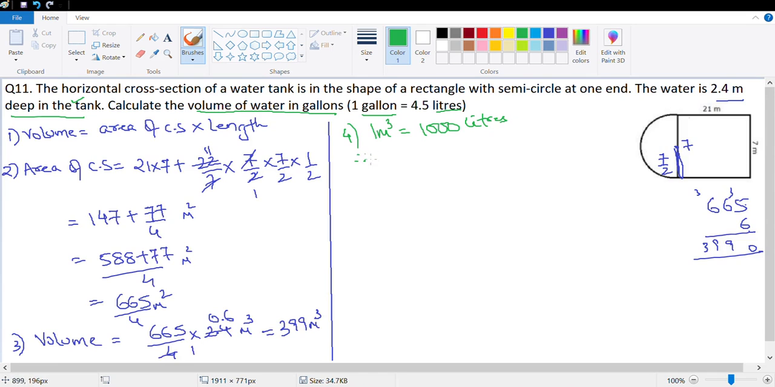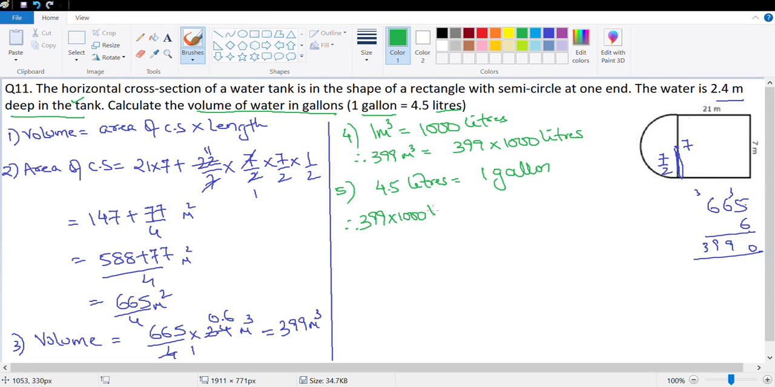Therefore, 399 meter cube is equal to 399 into 1000 liters. Next, our conversion is from liters into gallon. So 4.5 liters is equal to 1 gallon. Therefore, 399 into 1000 liters would be equal to 399 into 1000 upon 4.5.